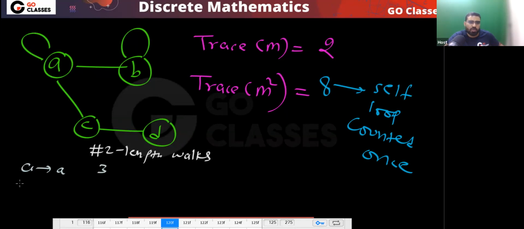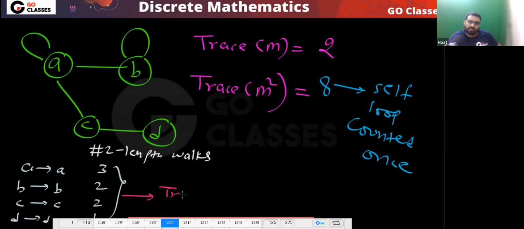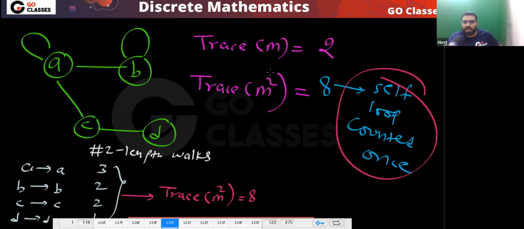Okay, from B to B, how many? 2. From C to C, how many? That will be 2. From D to D, how many? That will be 1. If you add them, then that will be 8. Trace of M square is 8. So self loops are counted once.